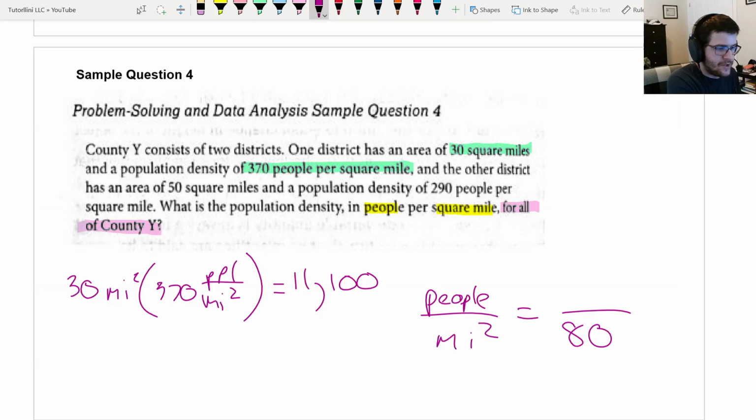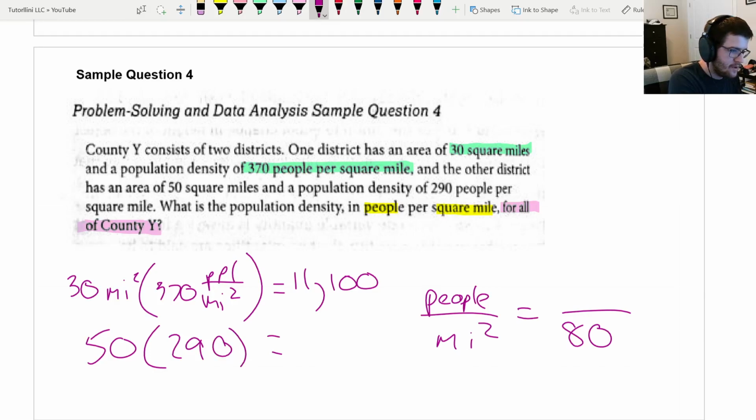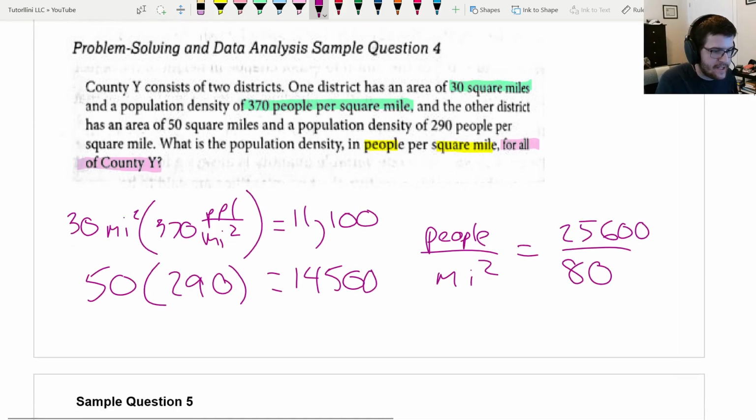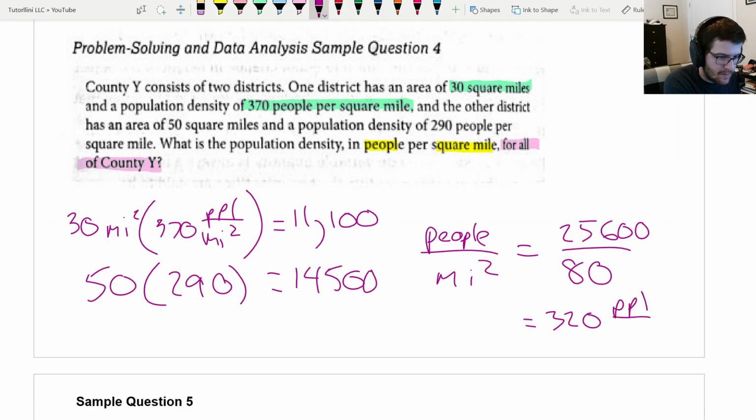And now we've got to do the other district. As you can see, it's kind of the same thing. So 50, I'm not going to write it all out, 50 square miles times 290 people per square mile is 14,500. So now for the total number of people, we just add those up: 25,600. And 25,600 divided by 80 gives me 320 people per square mile.